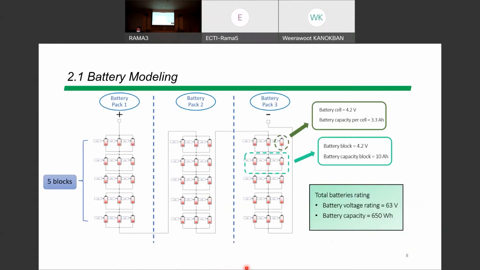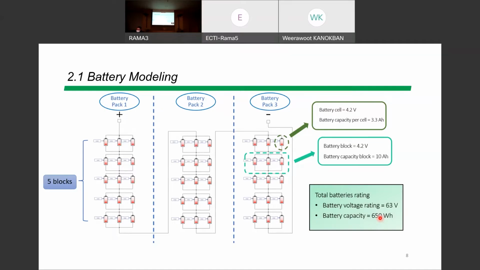And actually the limitation of Typhoon hardware in the loop program, why we design the 650 watt hour, because that program Typhoon hardware in the loop, because the program resources are limited and this will affect the real time and this parameter rating for the simulation at the program.